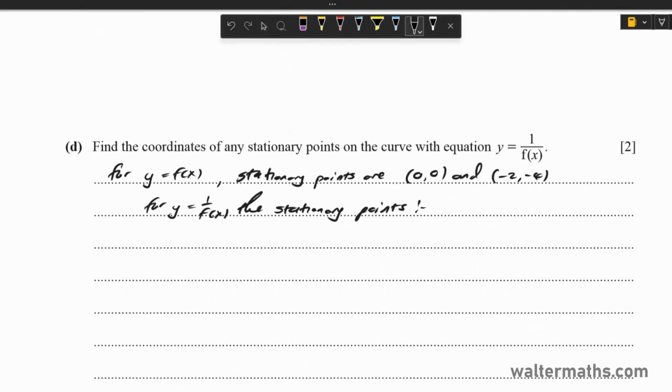However, if we take the point 0, 0, the x coordinate doesn't change, and we do the reciprocal of the y coordinate to be 1 over 0, then 1 over 0 is infinity, and having that for a y coordinate means that the reciprocal graph will not have this point as a stationary point. So this point will not be a stationary point for the reciprocal graph. So we're going to consider the point minus 2, minus 4. The x coordinate doesn't change, and we do the reciprocal of the y coordinate, which will give us minus a quarter. So this here is the coordinate of the stationary point for the reciprocal graph.